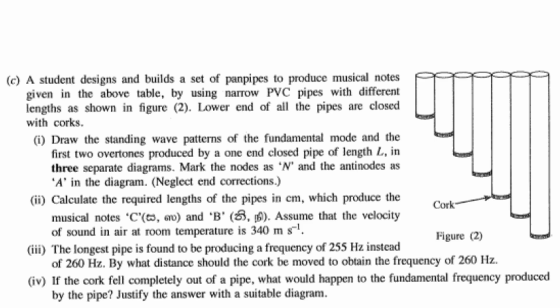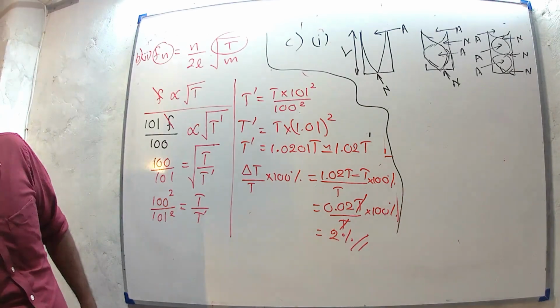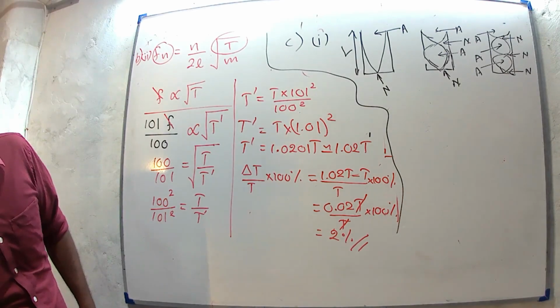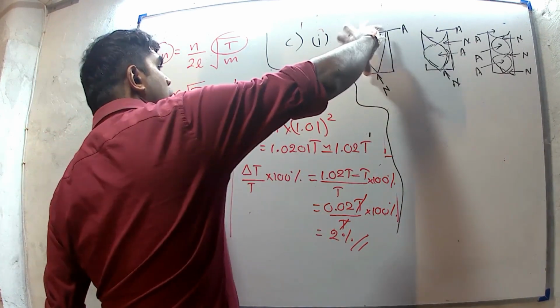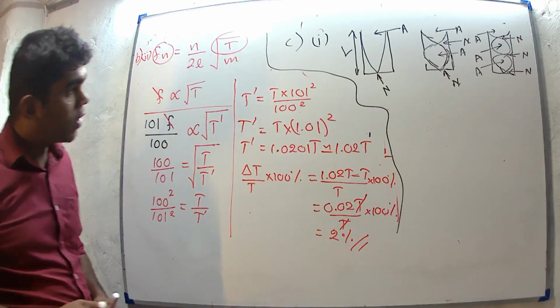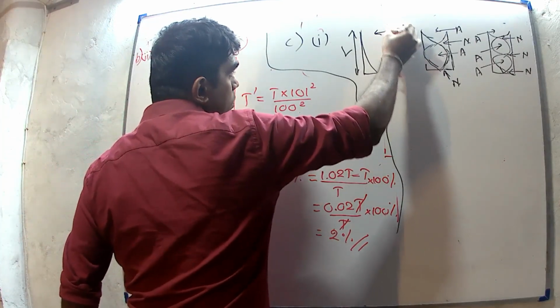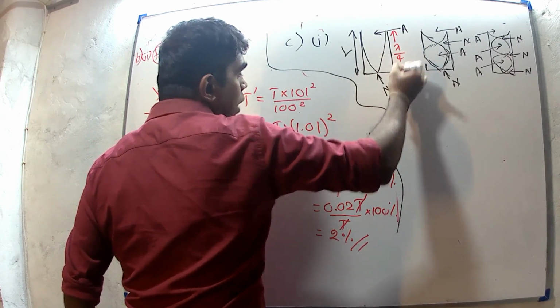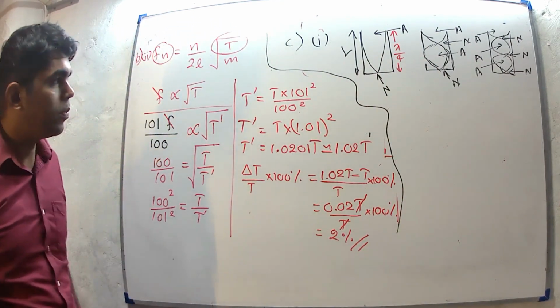Part 2. Calculate the required length of pipe in centimeters which produces musical notes C and B. Assume that the velocity of sound in air at room temperature is 340 meters per second. When producing note C, it should be a wave pattern like this, the fundamental. For the fundamental frequency, lambda over 4, 1/4 of the wavelength, equals the length.